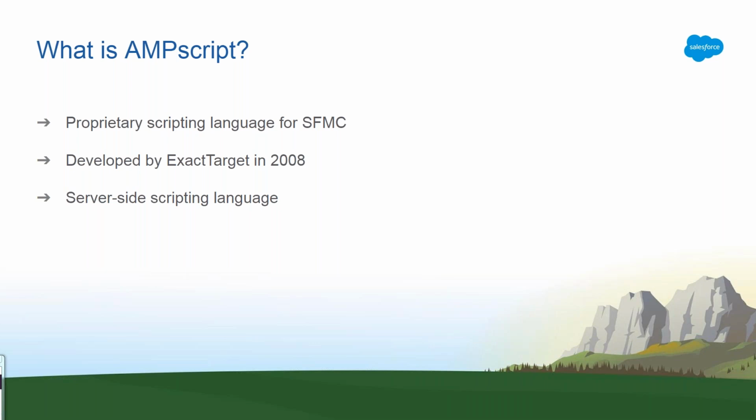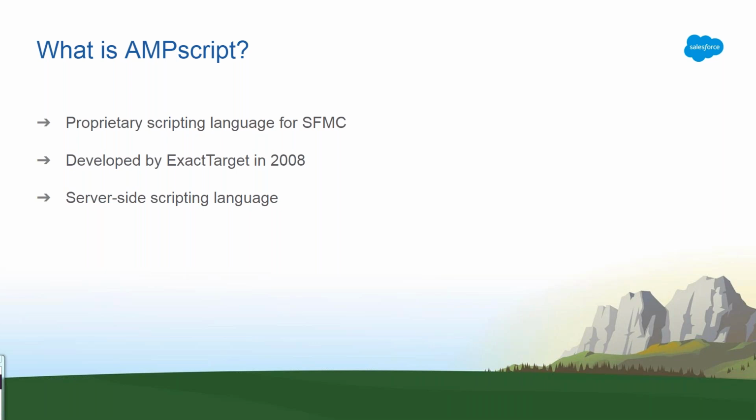AMP in AMPscript doesn't actually stand for anything. It's not an acronym, and it should not be confused with Google's accelerated mobile pages. AMPscript is a server-side scripting language, which means that the code is interpreted on the server side before the HTML is loaded.